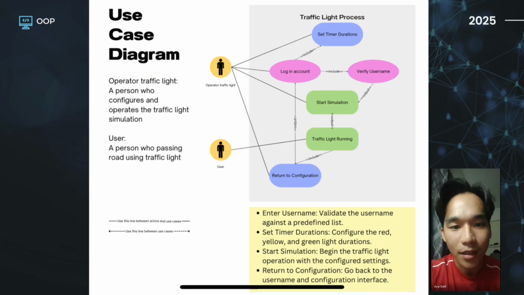As you can see in the description here, enter username validates the username against the predefined list. Set timer duration configures the red, yellow, and green light duration. Start simulation begins the traffic light operation with the configured settings. Return to configuration goes back to the username and configuration interface. So I will pass to Iskandar.